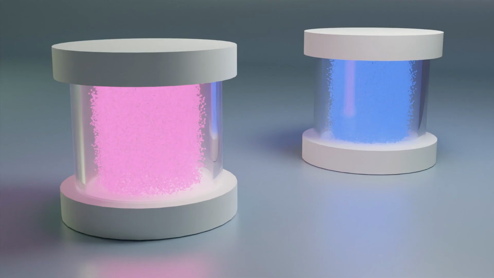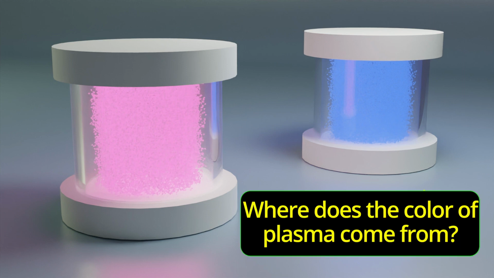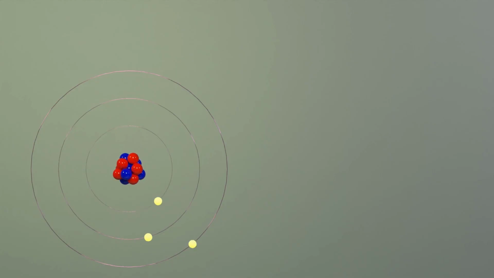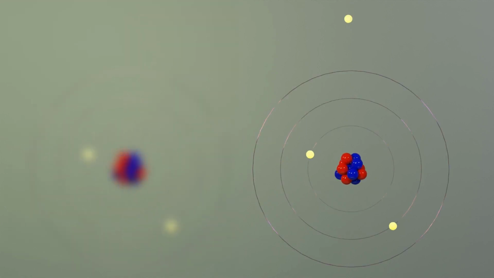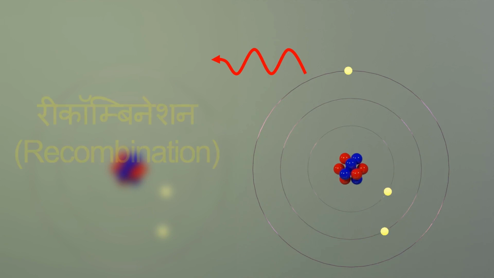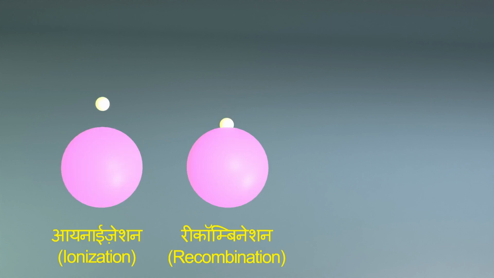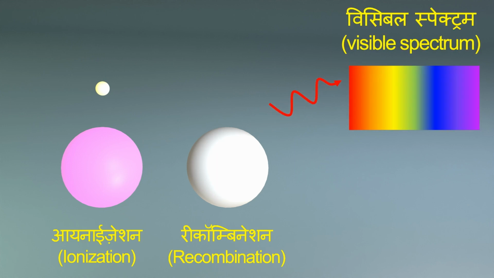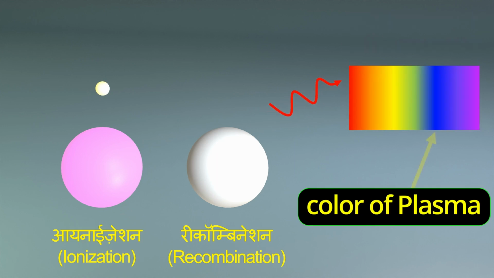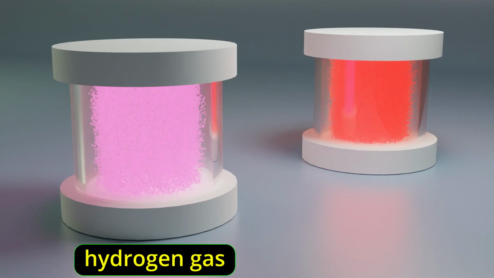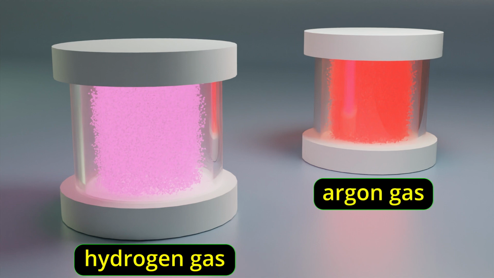As you may have seen in photos of plasma, it exhibits a unique color like pink or blue. Now let's try to understand where this color comes from. As we mentioned earlier, when we give energy to an electron, it moves away from the atom. When this electron returns to its orbit, it releases some energy. This process is called recombination. In plasma, both ionization and recombination processes occur simultaneously. During recombination, if the energy released falls within the visible spectrum, we see a specific color. Thus, by observing the color of plasma, we can determine which gas atoms are present. For example, the plasma of hydrogen gas appears pink, while the plasma of argon gas appears red.